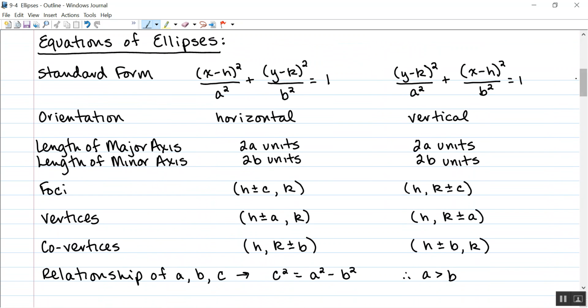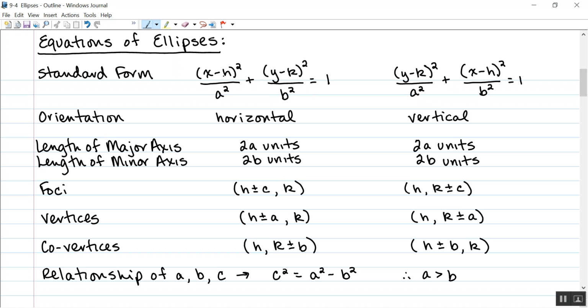Here's a whole bunch more information, and it looks a little overwhelming, and I wouldn't worry about memorizing all of this because we're going to be able to work through a lot of it as we actually graph some of these. So one of the main things you need to know here is to be familiar with the equation for an ellipse. So there's two different forms. For the horizontal one, it's this first one, and for a vertical ellipse, it's this one right here.